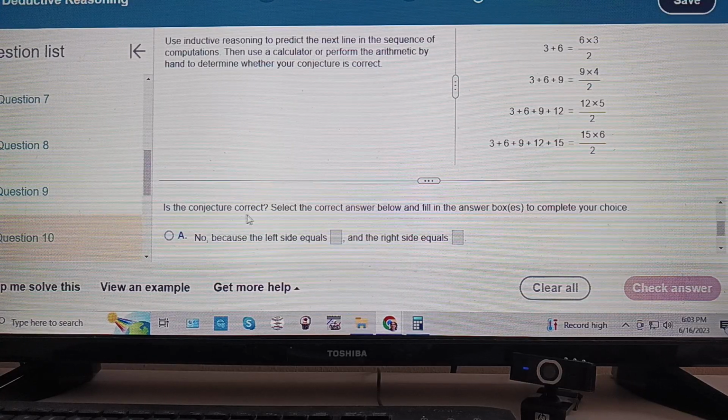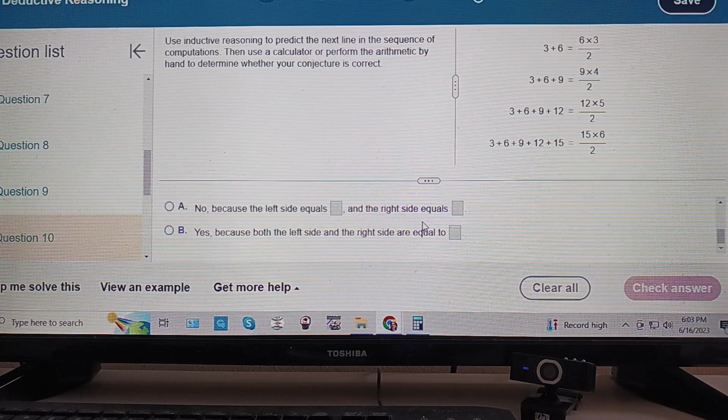Is the conjecture correct? Okay. So the idea is you'd have to check them all, but 9 times 4 is 36. 36 divided by 2 is 18. And 9 plus 9 is 18. Here's 9 plus 9, 18 plus 12 is 30. The left side's 30, so does this make 30? 12 times 5 is 60. 60 divided by 2 is 30, yeah.